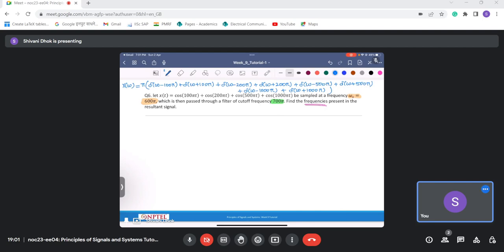So now let us try to sketch this signal. So this is what we have. Let's say this is 2000 pi. This is 1000 pi.